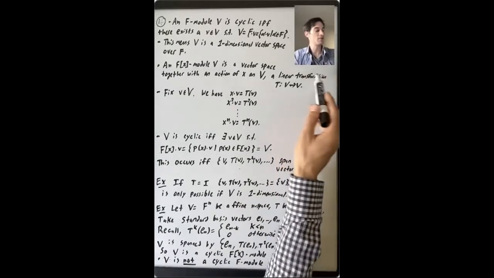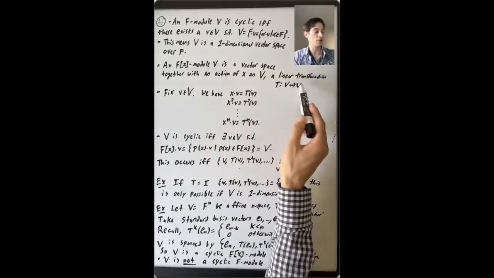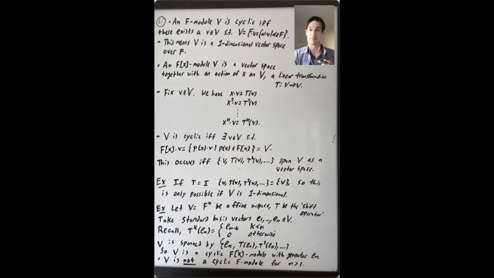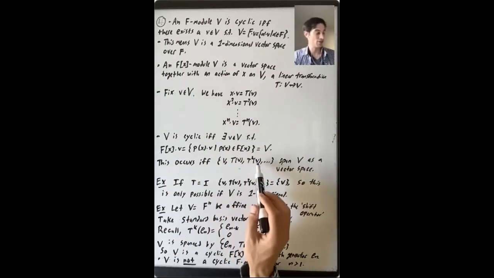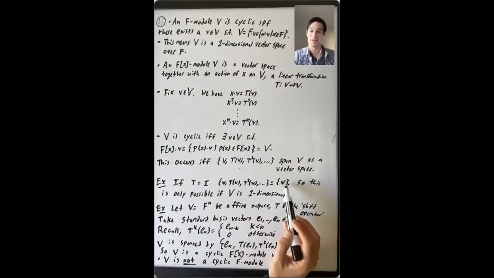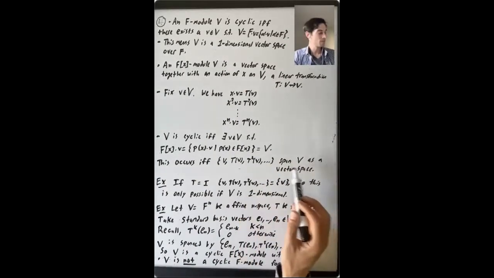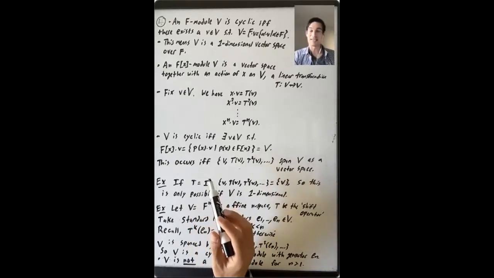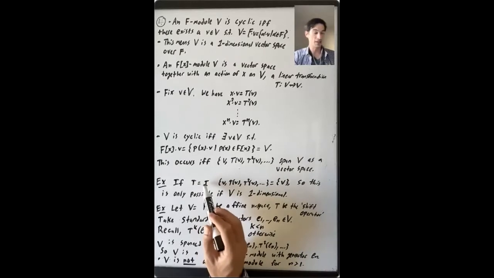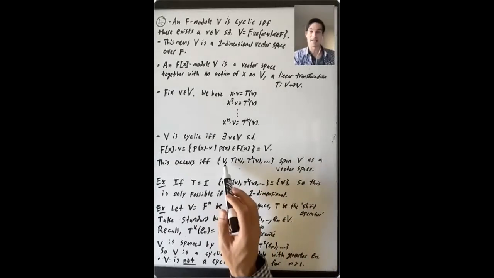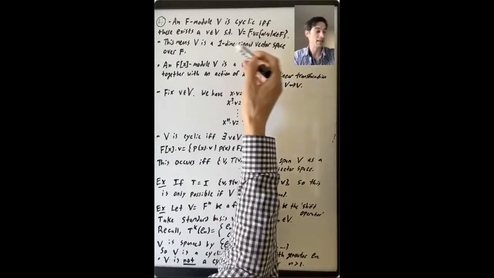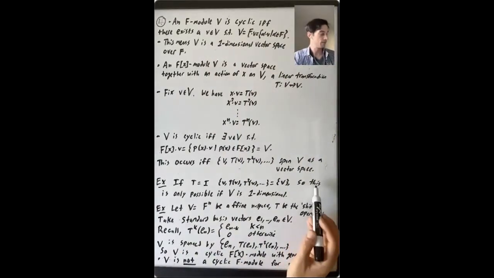OK, so when does that actually happen? Well, we can make some choices for different vector spaces V and linear transformations and see what happens. For example, if V is your vector space and T is the identity linear transformation, then what is this set of vectors? Well, it's v, T of v is v, T squared of v is v. It's just this single vector v. So the only way for V to be a cyclic F bracket x module when the linear transformation is the identity is if this vector space V is spanned by the single vector little v, which we said means that V is a one-dimensional vector space over F.